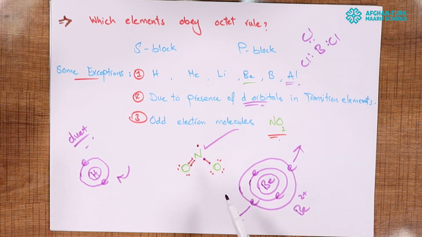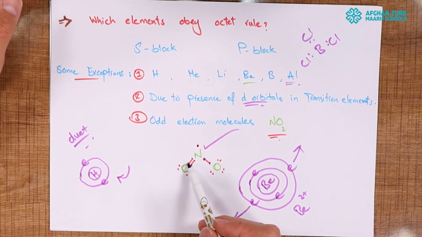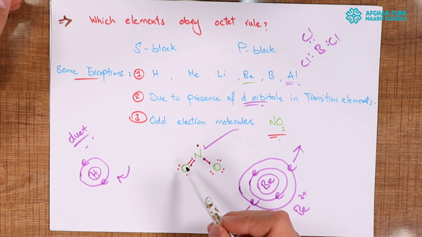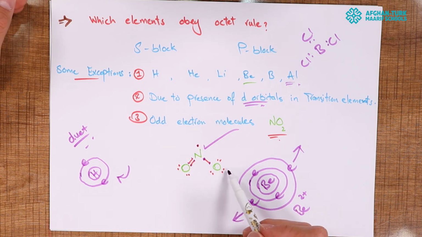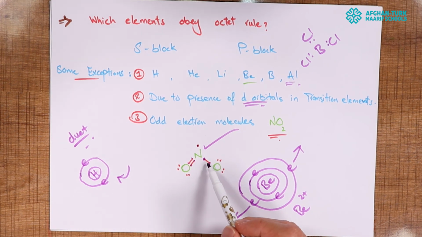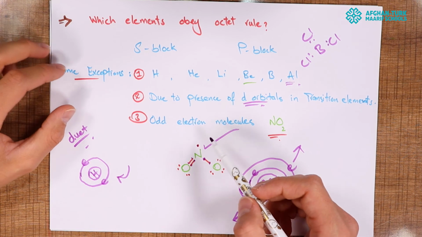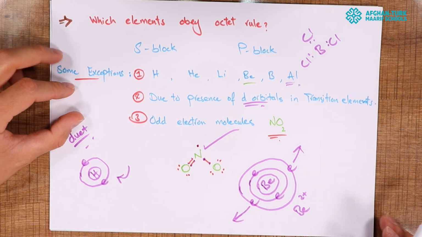The oxygens are obeying over here. You can see 1, 2, 3, 4, 5, 6, 7, 8. This oxygen has 8 electrons around itself, 2 bonding pairs and 2 lone pairs. And over here with this oxygen, there's 1 bonding pair and 3 lone pairs. So it's also obeying the octet rule, but nitrogen is an exception over here.